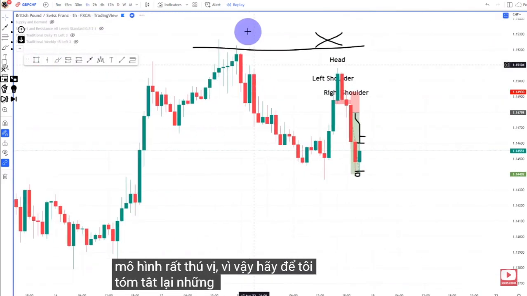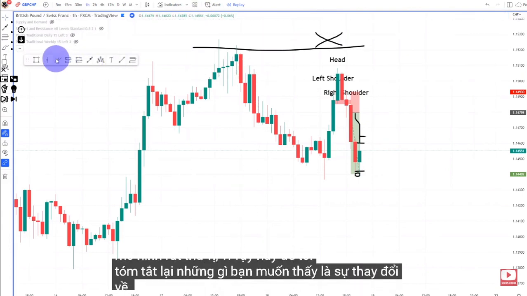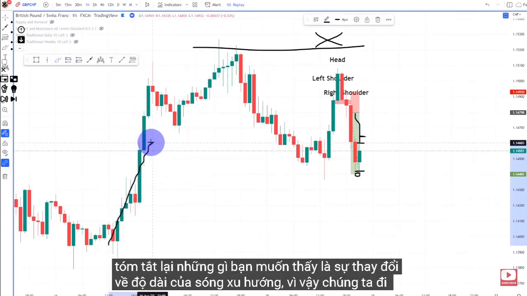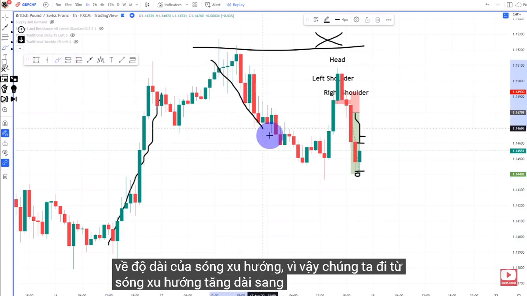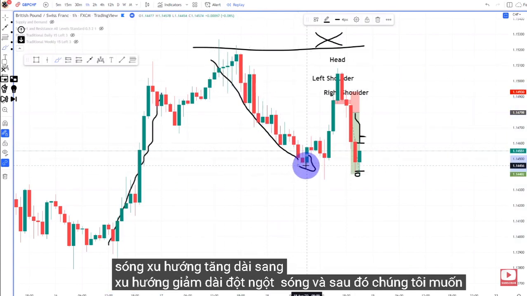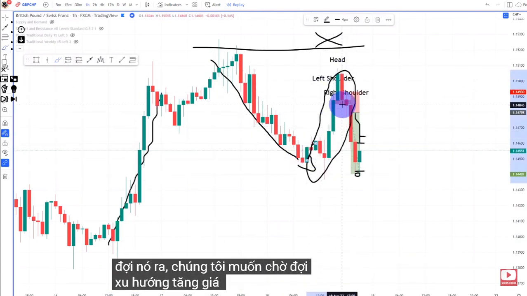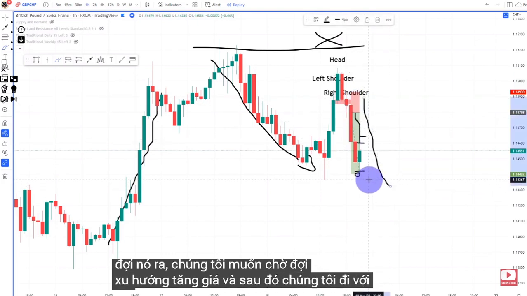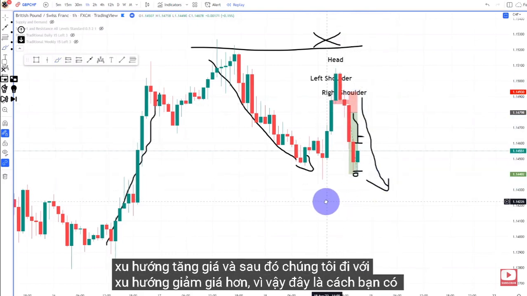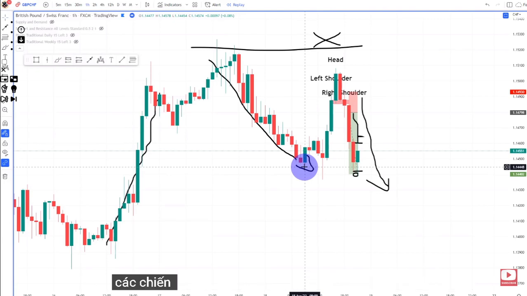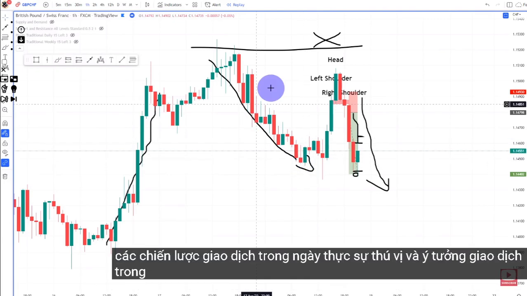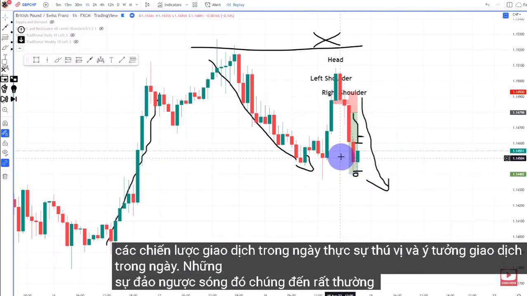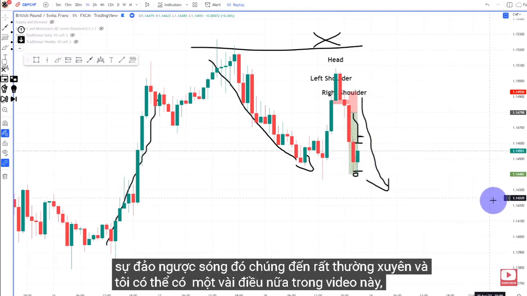So let me recap. What you want to see is a change in trend wave lengths. So we go from long bullish trend waves to suddenly long bearish trend waves. And then we want to wait it out. We want to wait out the bullishness, and then we go with more bearishness. So this is how you can find really interesting day trading strategies and day trading ideas. Those wave reversals, they come very often, and I may have a few more in this video.